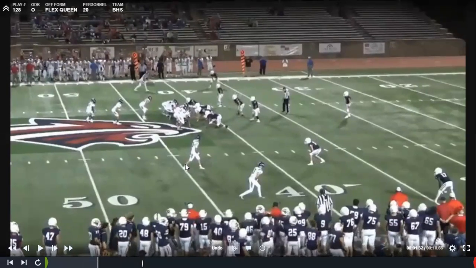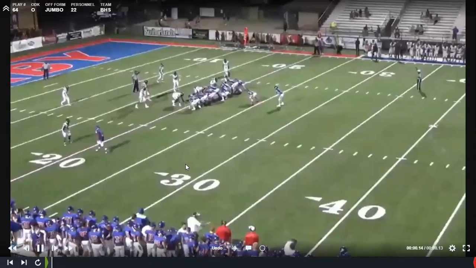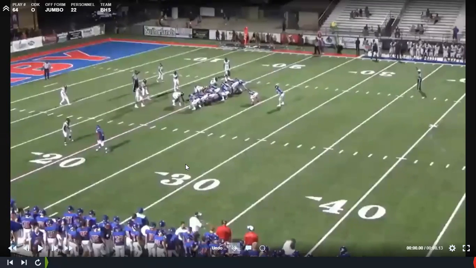This formation, crown, is also a 20 personnel formation. It's a 2-by-2 look involving the tight end, now aligned in the backfield, the X, also at the top of the screen, and the Z and H at the bottom of the screen. Jumbo is our 22 personnel formation set. There are 2 tight ends in the game, as well as 2 backs in the backfield.